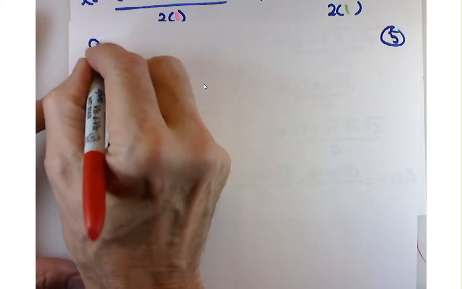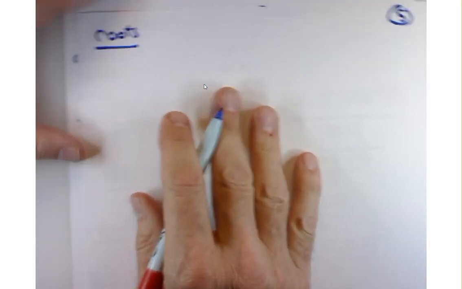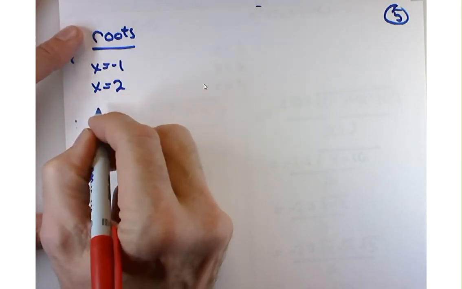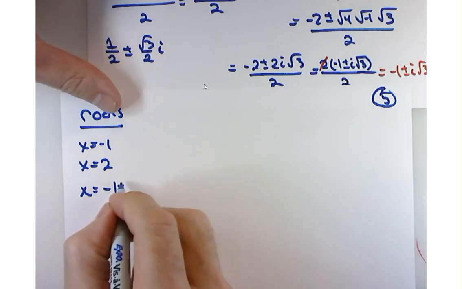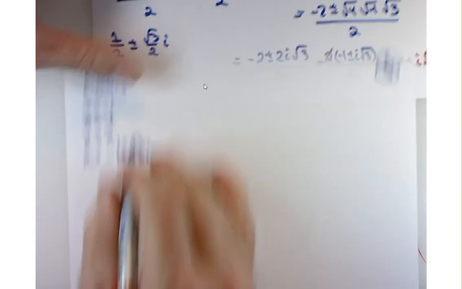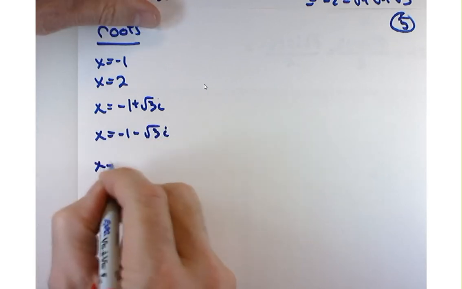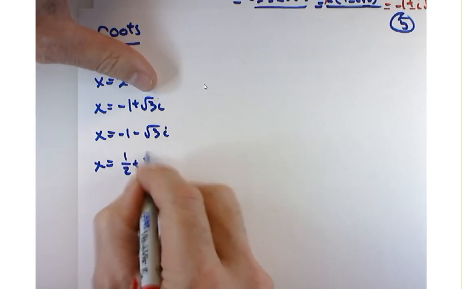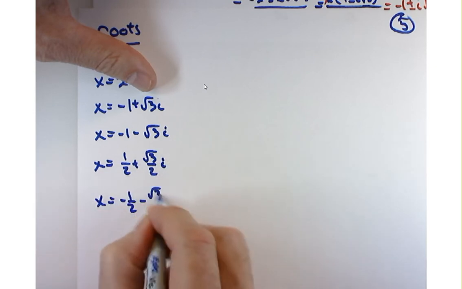So let's take a look at our roots. We have roots at x equals negative 1, x equals 2, x equals negative 1 plus the square root of 3 times i, x equals negative 1 minus the square root of 3 times i, x equals 1/2 plus the square root of 3 over 2 times i, and x equals negative 1/2 minus the square root of 3 over 2 times i.